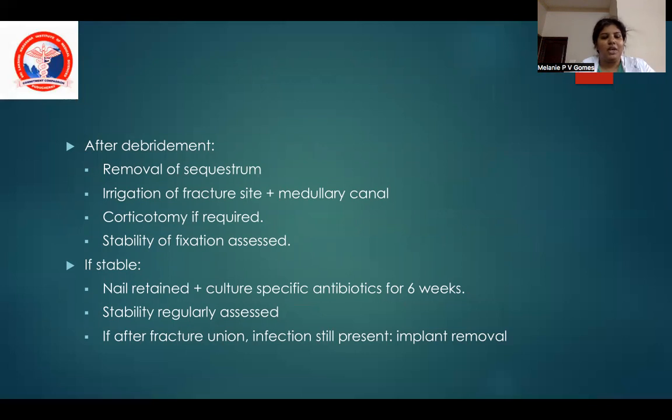Corticotomy may be made of the medial aspect of distal femur to allow thorough irrigation. The stability of fixation should be assessed. If stable, the nail can be retained and antibiotics that are culture specific have to be administered for 6 weeks. Stability should be regularly assessed while antibiotic treatment is continued. If after fracture union, signs of infection are still present, implant can be removed and after further debridement and irrigation of medullary canal, the infection usually heals.